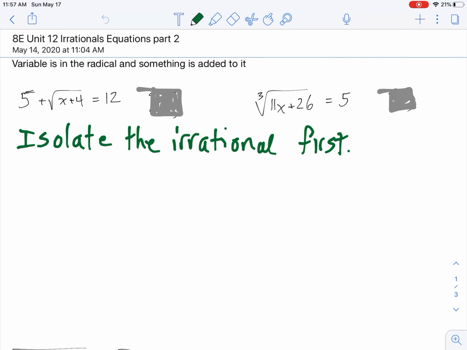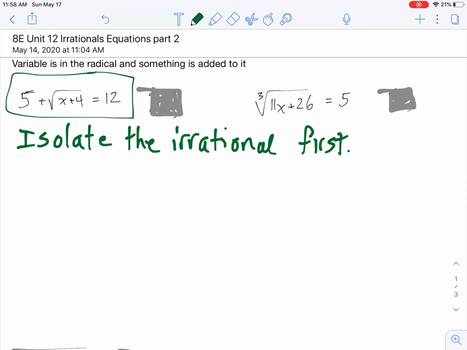We are coming back for part 2 of our solving irrational equations. Now we're looking at a variable that is inside the radical, and then there's something added to it. So we're looking at this problem, 5 plus the square root of x plus 4 equals 12. I don't want you to square both sides immediately. I want you to isolate the variable first.